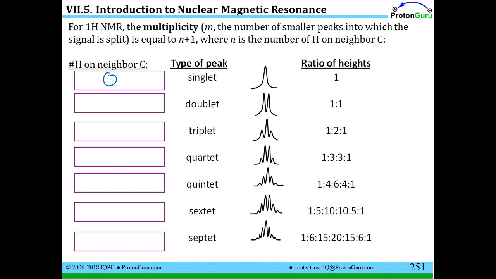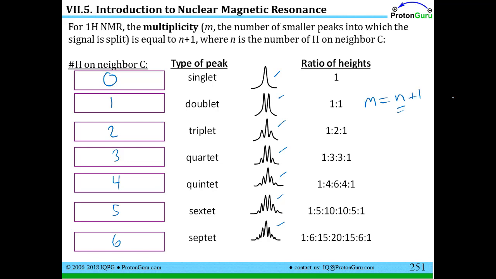We just saw that if we have one nucleus on the adjacent carbon, then it splits its neighboring nucleus's signal into two. If I have two neighbors, you actually end up with three different energy states, and you get a peak shape called a triplet. If you have three, you get a quartet. If you have four H's on neighboring carbons, you'd have a peak split into five. And as you build up more and more protons on adjacent carbons, you see the multiplicity, or the number of little peaks into which the signal is split, increase by one each time. The general rule is that the multiplicity, M, is equal to the number of protons on neighboring carbons plus 1.